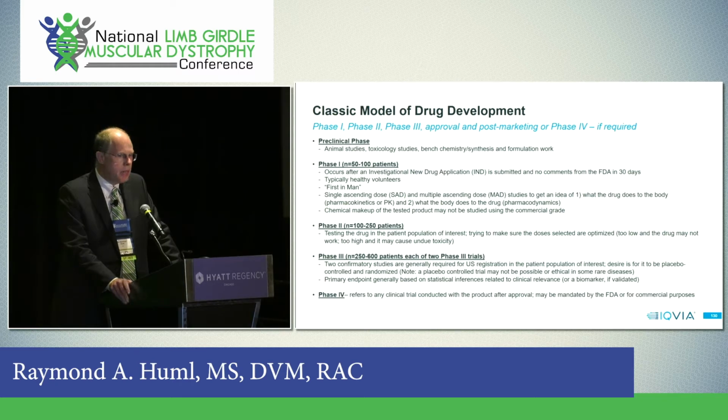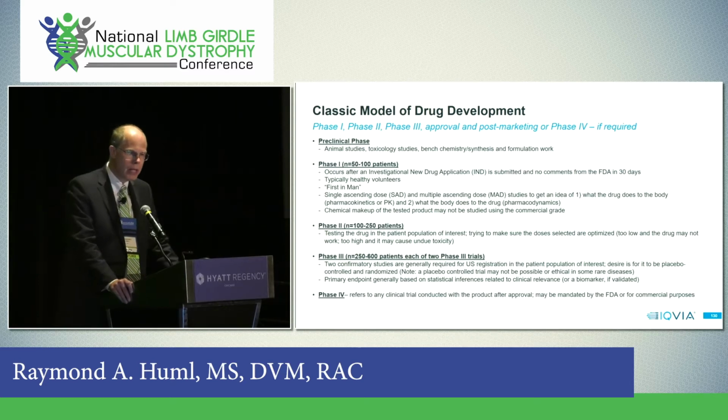That's pharmacokinetics, or what the body does to the drug, more like pharmacodynamics. And then the next phase you'll move to would be phase 2, where it's tested in a larger number of patients. Now you go out of sometimes the healthy volunteers, who were used just to see what it does in the body. Now you're talking with patients, so that would be considered a classic phase 2. And that's tested in the patient population of interest, trying to make sure that the doses selected are optimized, right? Because if you go too low, the drug may not work, and if you go too high, it may cause some toxicity. So you want to get it right.